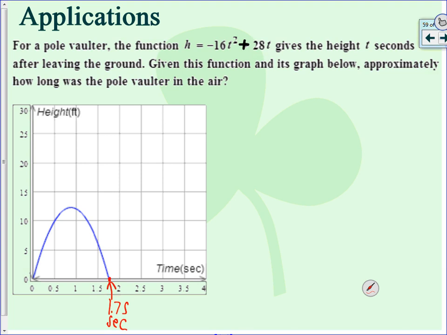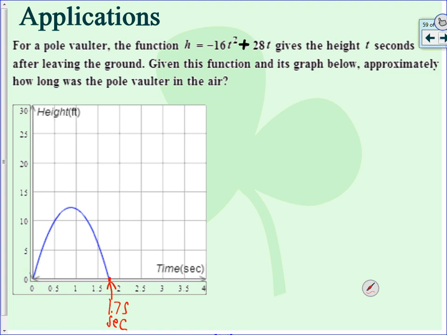I agree. Because you've gone from being on the ground, which is where you start, to vaulting, and then coming down, and here you're on the ground again. That's very fast. But you don't know this exactly. That's why they give you the equation.